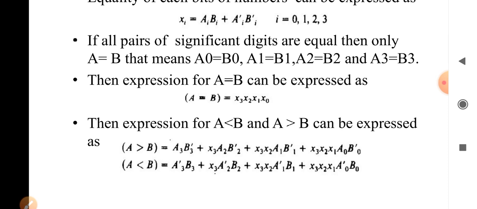Then the expression for A greater than B can be expressed as A3 into B3 complement plus x3 into A2 into B2 complement plus x3 x2 into A1 into B1 complement plus x3 x2 x1 into A0 into B0 complement. For A lesser than B, it is A3 complement into B3 plus x3 into A2 complement into B2 plus x3 x2 A1 complement into B1 plus x3 x2 x1 into A0 complement into B0.